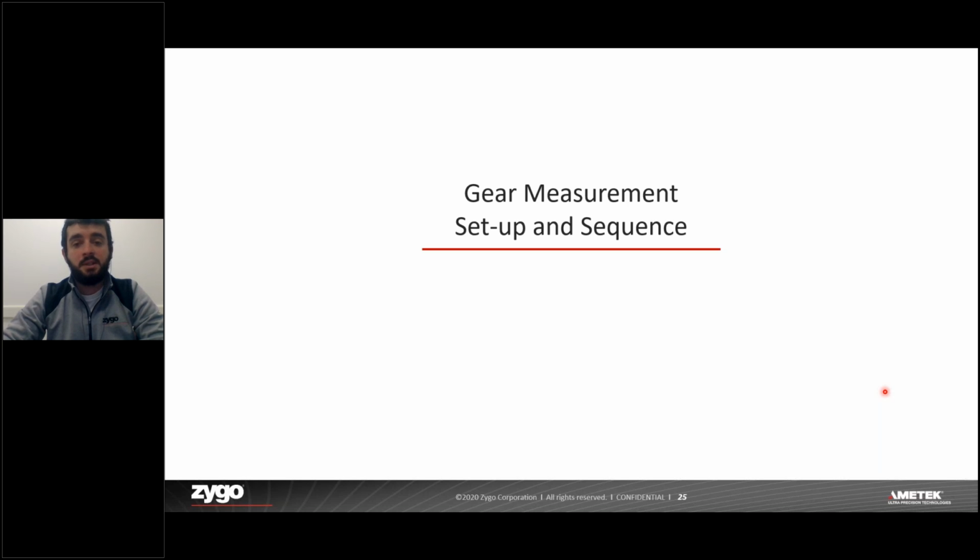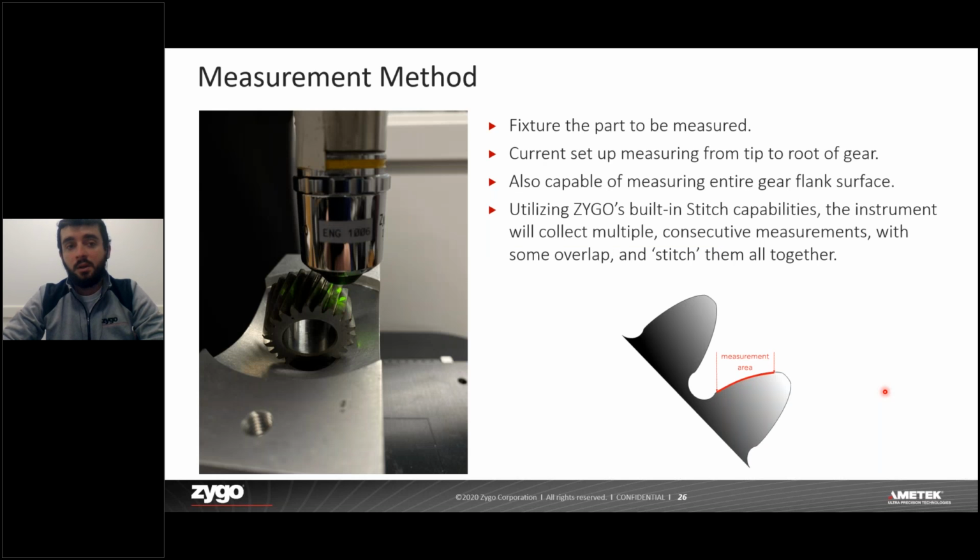So, gear measurement setup and sequence. Now we're going to be looking at the actual measurement setup using a ZYGO Optical Profiler. Each gear or gear system is most likely going to require special fixturing or independent fixturing. This current setup we see here is measuring from the tip to the root of the gear. We're also capable of measuring the entire gear flank surface with appropriate fixturing.